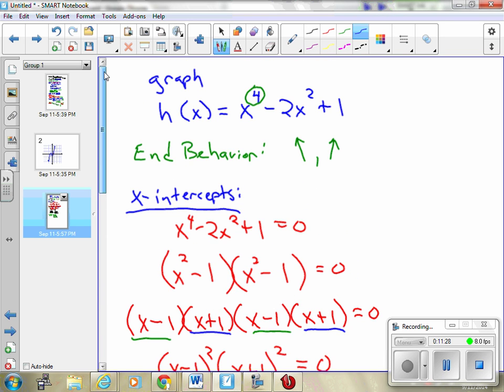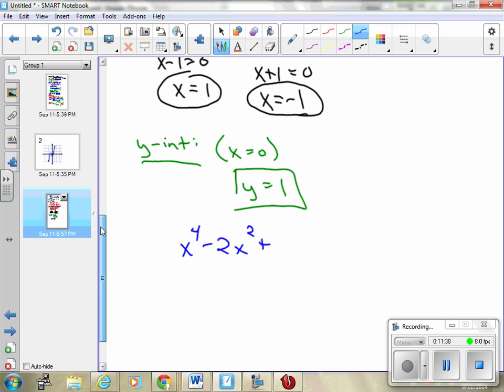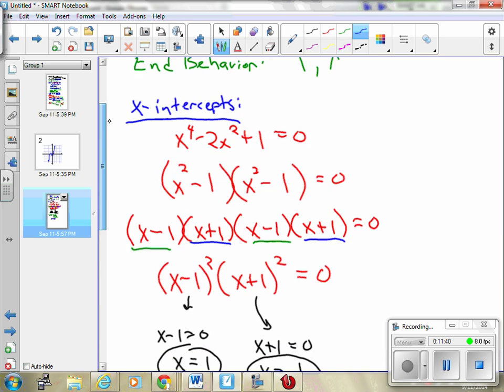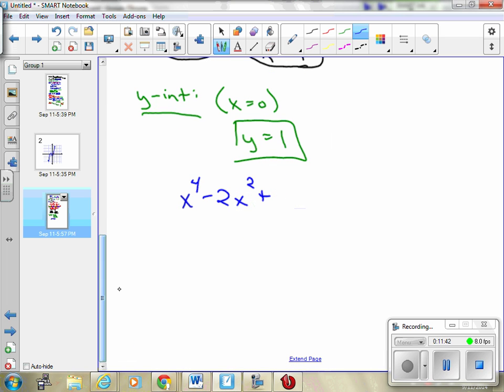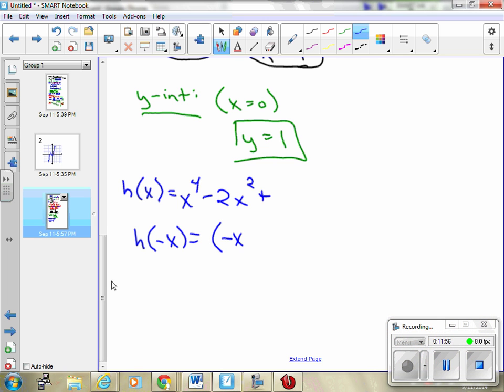After finding that, we're going to look for any kind of symmetry. So once again, let me rewrite the function down here so we can compare it. X to the 4th minus 2x squared plus 1. That was my function. I believe I called it h of x. Yep, I called it h of x. So we are going to find h of negative x to check for any kind of symmetry.